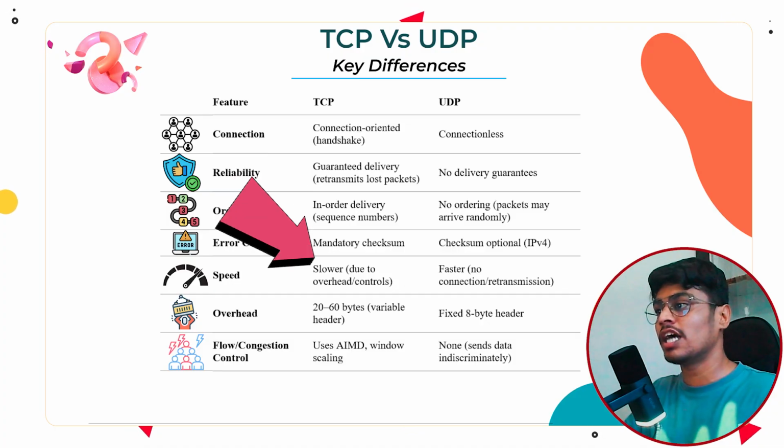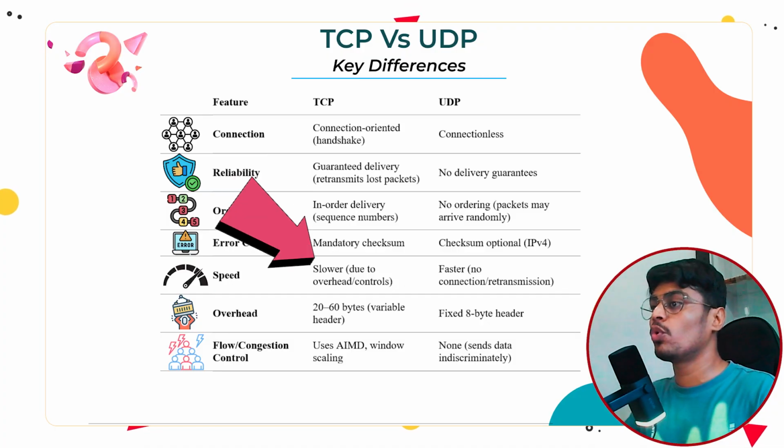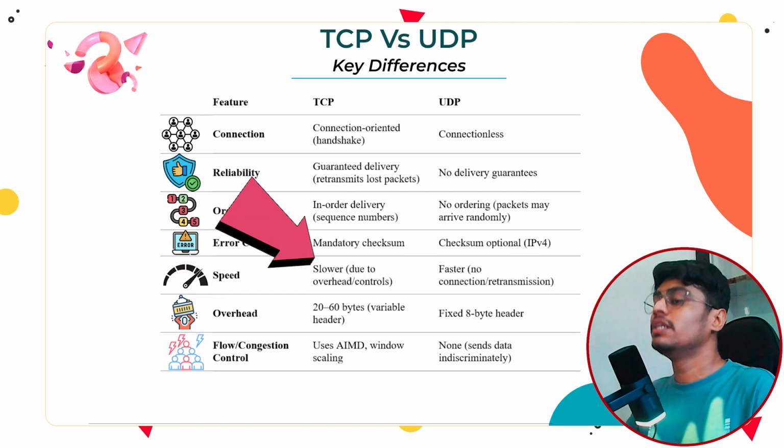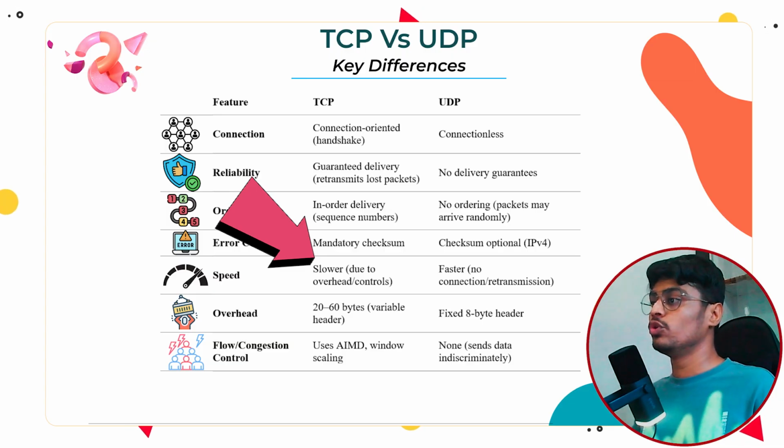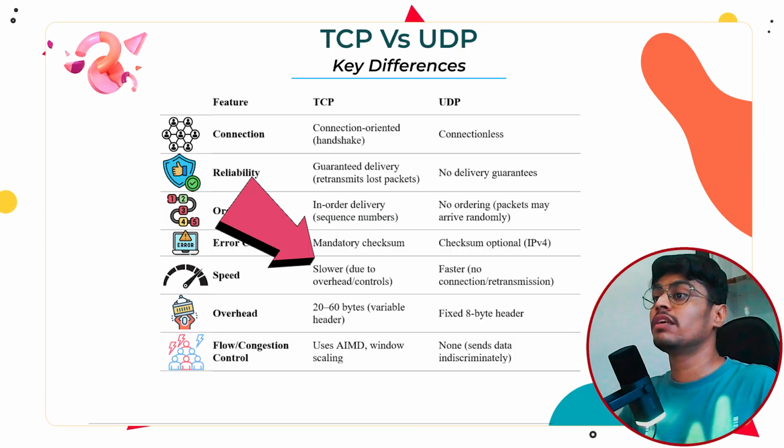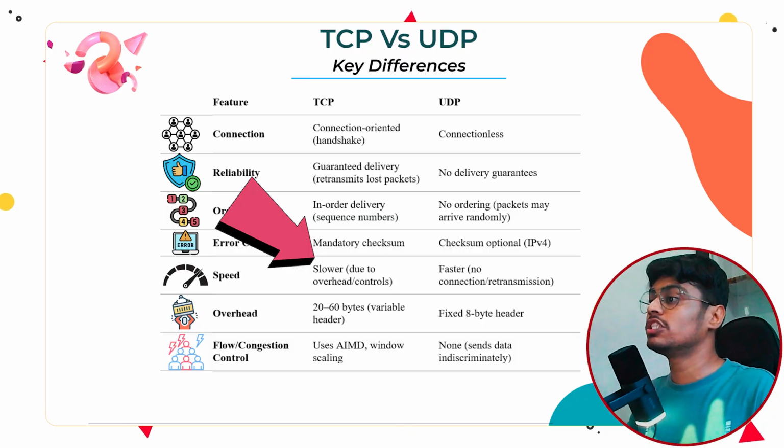Now, the other thing is transmission speed. TCP has a slower transmission speed compared to UDP. TCP isn't very slow, but relative to UDP it's slower. UDP has faster transmission because we send data without establishing a connection.